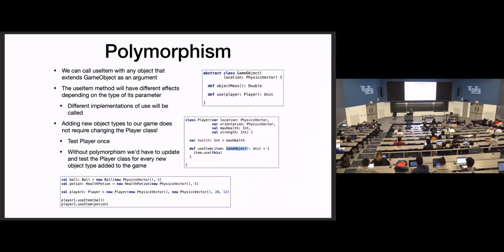No conditional, no if this thing is a dodgeball, throw it, else if it's a potion, heal yourself. We got none of that. We're just saying use the item. And then whatever implementation of the use method is in the class, so dodgeball has a use method that it overrode, health potion has a use method that it overrode. So the method that's called here depends on the type of item, which is whatever type we called that method with.